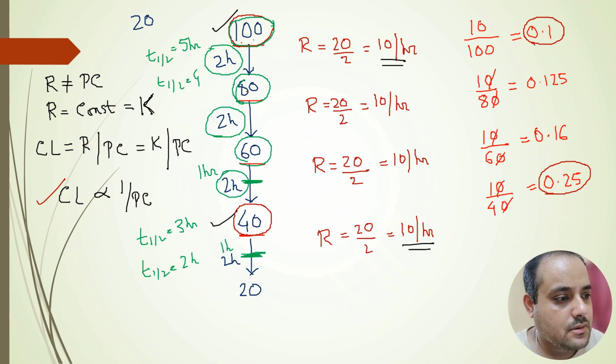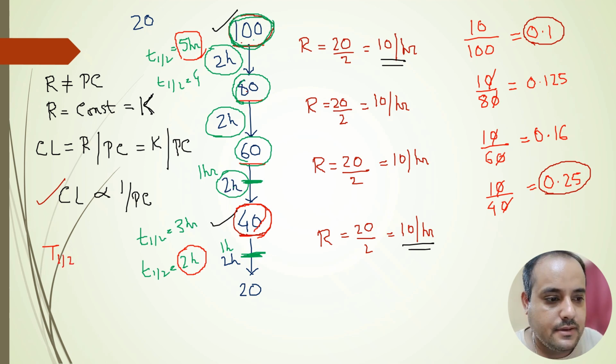So when the concentration of the drug is more, the T half is also more. When the concentration of the drug is less, the T half is also less. That means that T half is directly proportional to the plasma concentration.